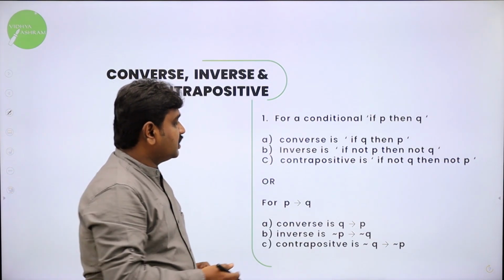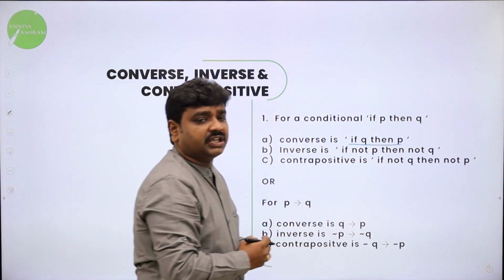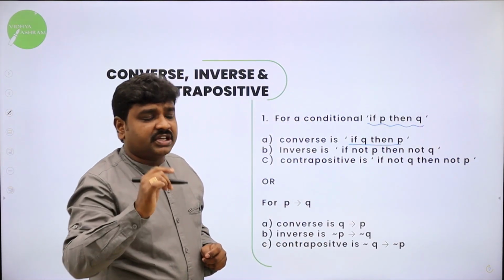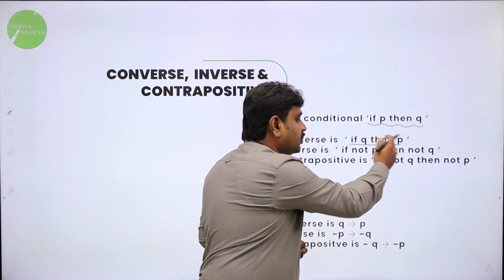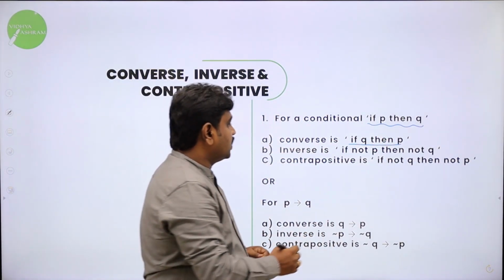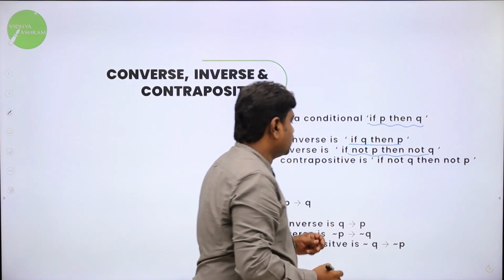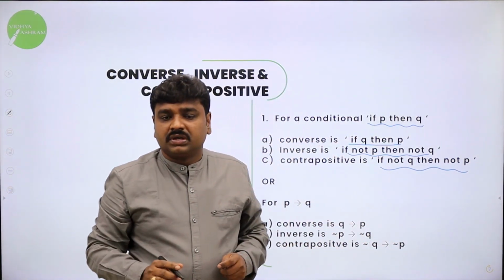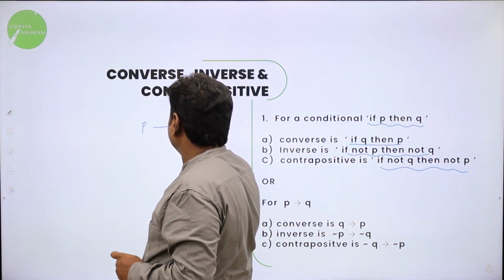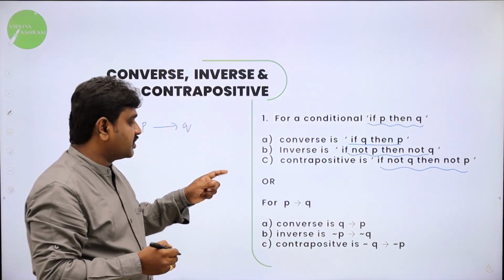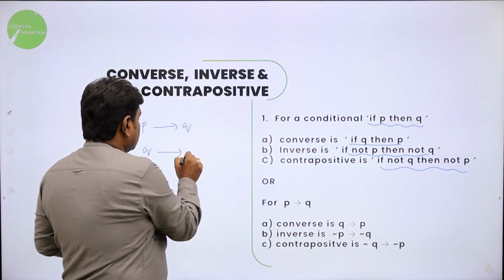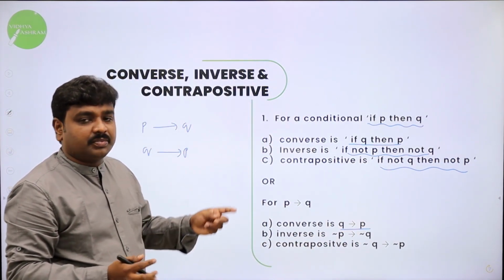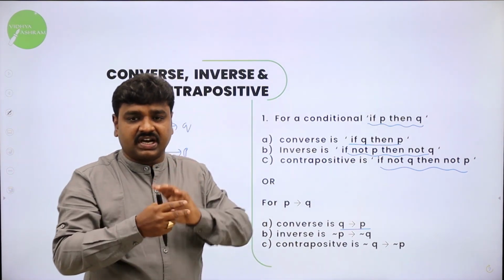For a conditional, if P then Q: when they give if P then Q, converse is the reverse of it, if Q then P. And inverse, if not P then not Q. Contrapositive, if not Q then not P. Simple. When they give P implies Q, converse is the reverse, Q implies P. Reverse it, make antecedent as consequent and consequent as antecedent.